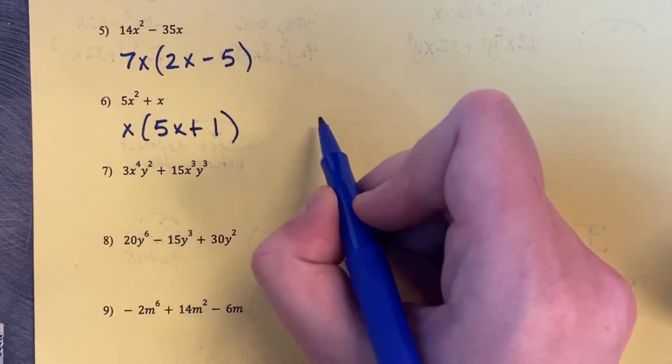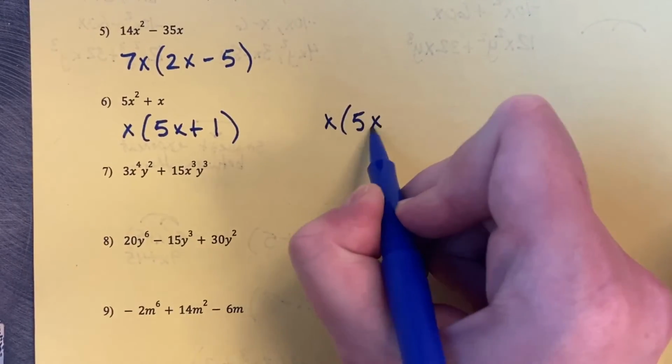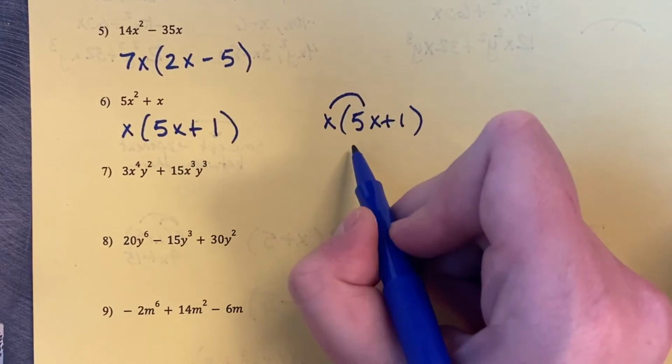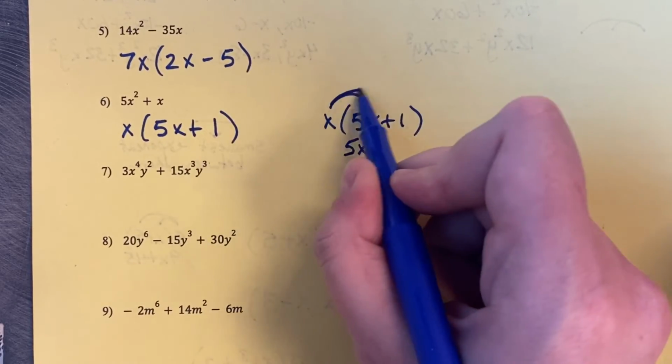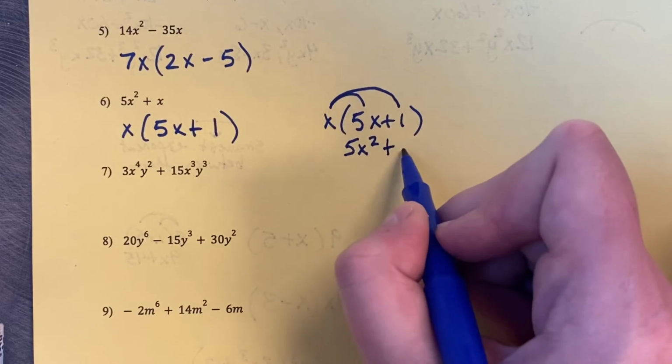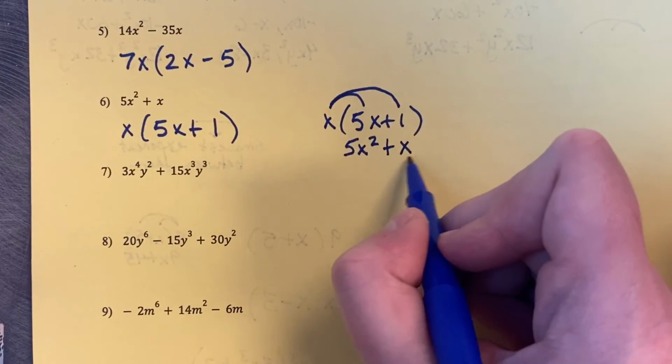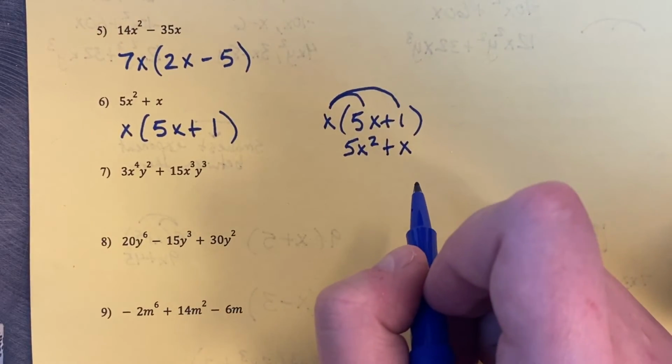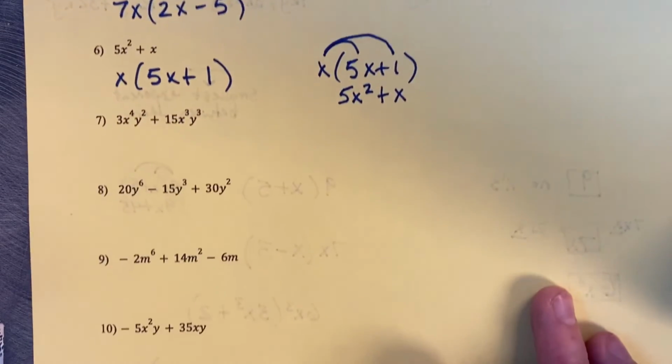So think about multiplying this one back out. If we have an x times 5x plus 1, x times 5x is 5x squared. And then if you didn't have that 1 there, you wouldn't be able to get the x times 1 to make that x back. So you have to have the 1 in order to multiply back out.